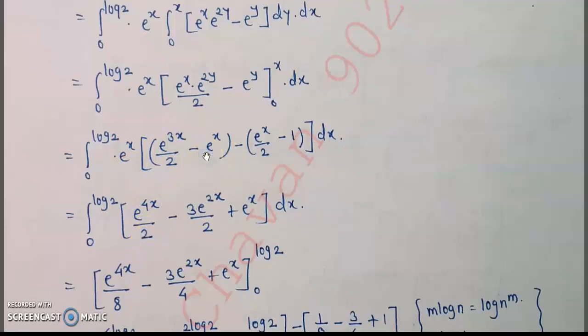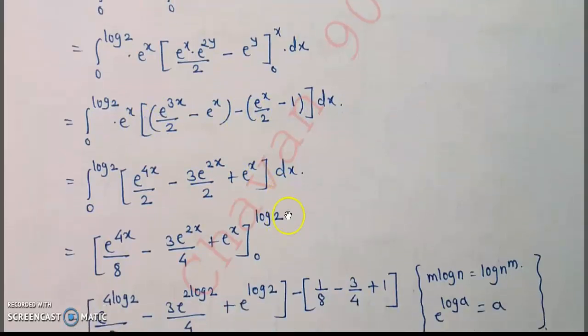This minus 1 e raised to x and minus half e raised to x gives us minus 3 by 2 e raised to x into e raised to x, that is minus 3 by 2 e raised to 2x, and this minus and minus plus 1 into e raised to x is plus e raised to x. Okay, now it is easy to integrate. e raised to 4x upon 2, integral is e raised to 4x upon 2 into 4, that is 8, minus 3 by 2 as it is. Integral of e raised to 2x is e raised to 2x upon 2 gives us 4 here, plus e raised to x is e raised to x.